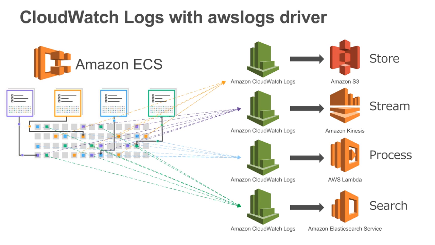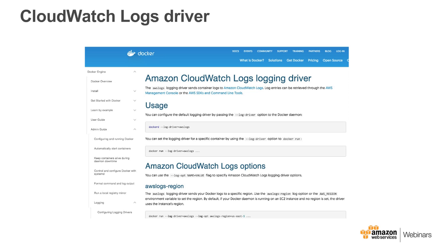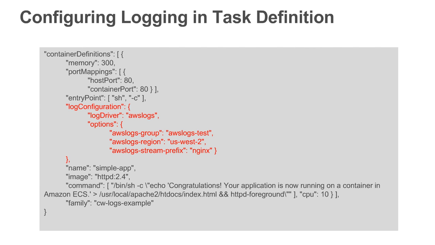CloudWatch Logs get stored in S3 by default. But if you have a different set of consumers, then you can use the subscriptions feature, which is available through CloudWatch Logs, to get access to these events. Your consumers can be real-time analytics or processing services like Amazon Kinesis. It could be AWS Lambda or the Elasticsearch service. There is pretty good documentation from Docker on how to enable the CloudWatch Logs logging driver, and I highly recommend taking advantage of this if you want to send your logs into CloudWatch Logs. Here's an example snippet of how to enable CloudWatch Logs in your task definition.